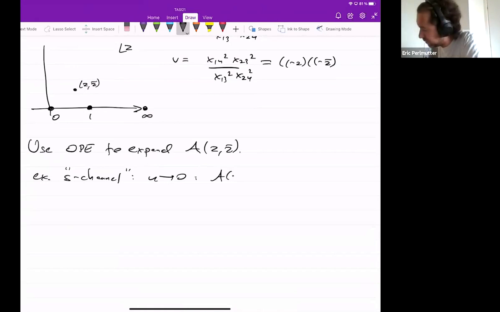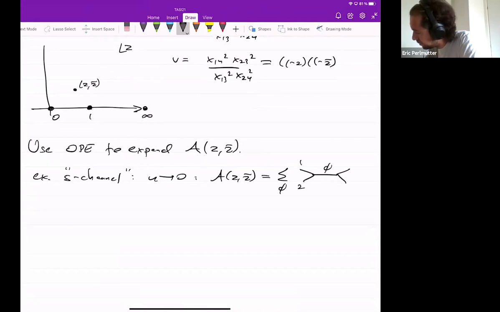And so here, A can be written as a sum over some intermediate operators phi that are being exchanged between our external operators, which I'm going to denote in this way in terms of the legs of my correlator. So I have operators 1, 2, 3, and 4, and this operator phi is being exchanged in the middle, and we have a bunch of operators being exchanged that are inherited from the structure of the OPE between 1 and 2 on the one hand, and 3 and 4 on the other. And phi must appear in both.